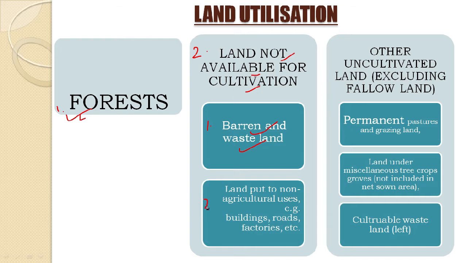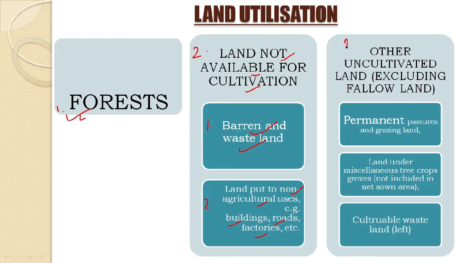Now second type we see under this category is land put to non-agricultural uses. Example, buildings, roads and factories. So we see in the second point that when land is put to non-agricultural uses, for example, when people build buildings, construct roads, factories, etc. So these are the lands which come under land not available for cultivation.